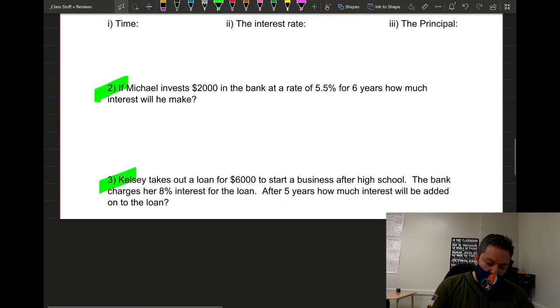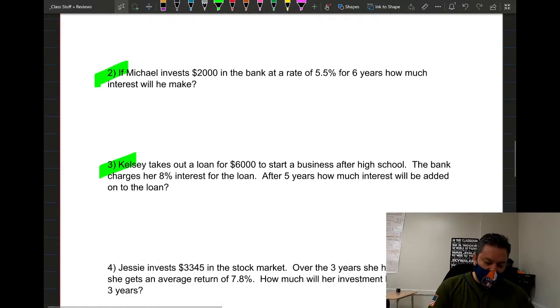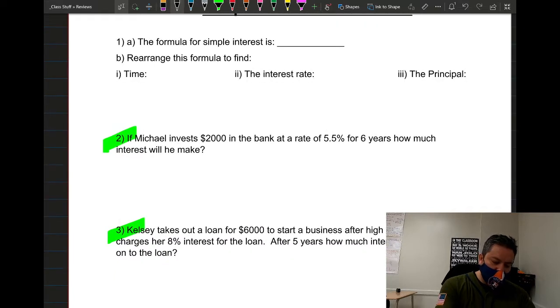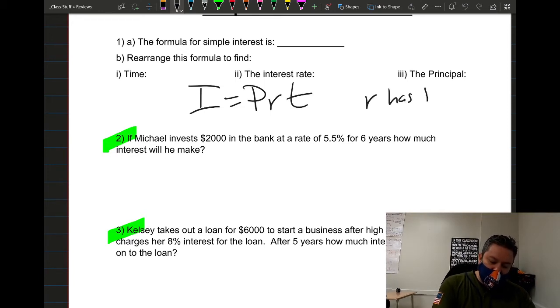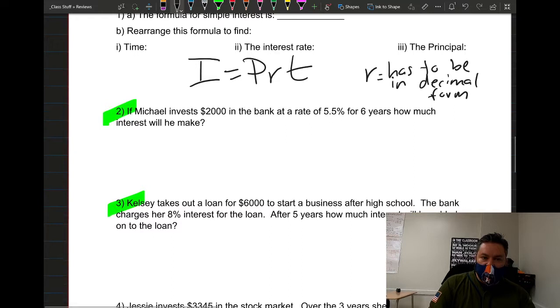We have number 2 and 3 on this page. Let's look at this real quick. Again, the interest formula is going to be I equals P R T. R has to be in decimal form. Just remember that. R, the rate, has to be in decimal form.